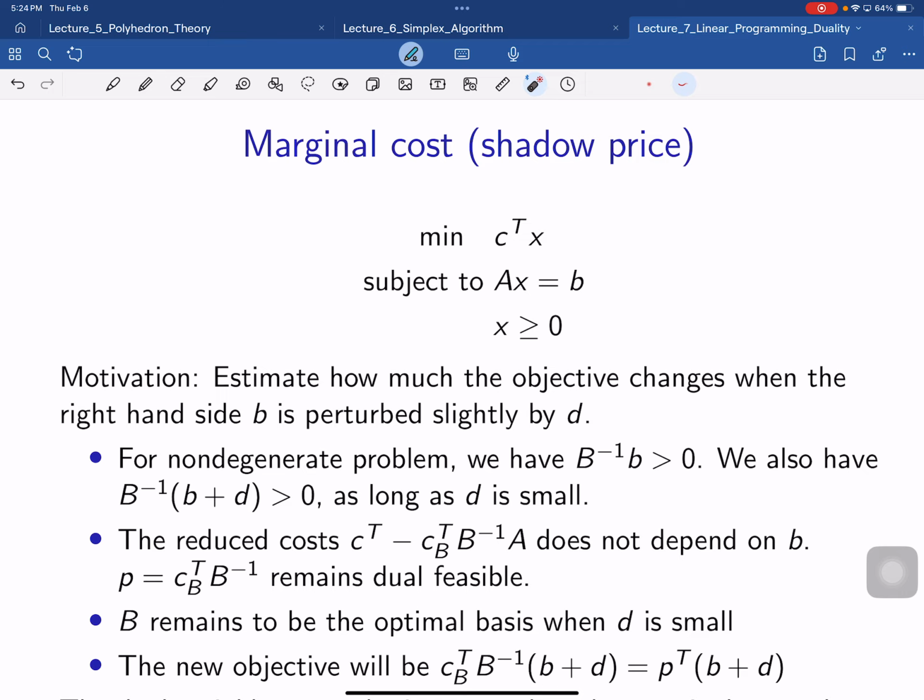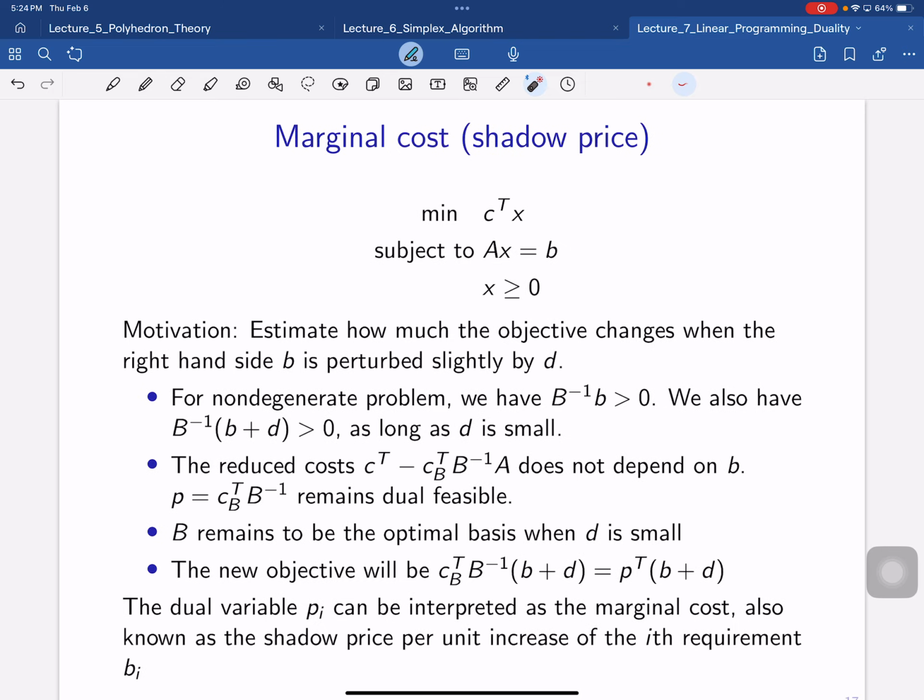I will show you a physical example in the next slide. Let's first understand the theory, how to derive the marginal cost. Is the definition of what I want to do clear? The motivation is that if I change b a little bit, how much will my objective change? Think about it this way. If the problem is non-degenerate, if you are at a basic feasible solution, then B inverse times b is strictly greater than 0. That's what the non-degenerate solution means.